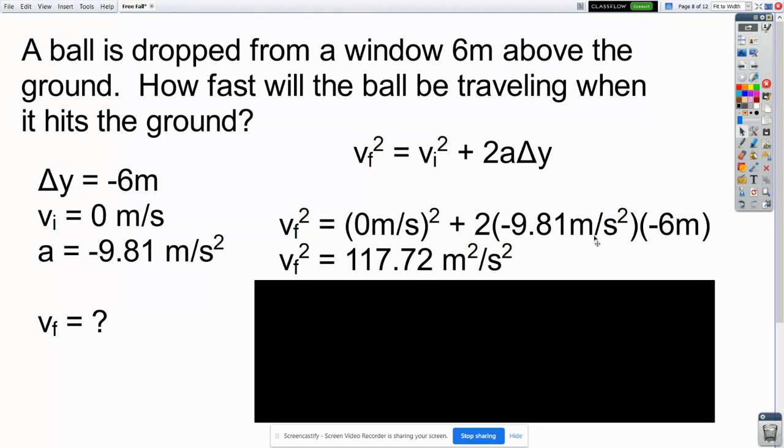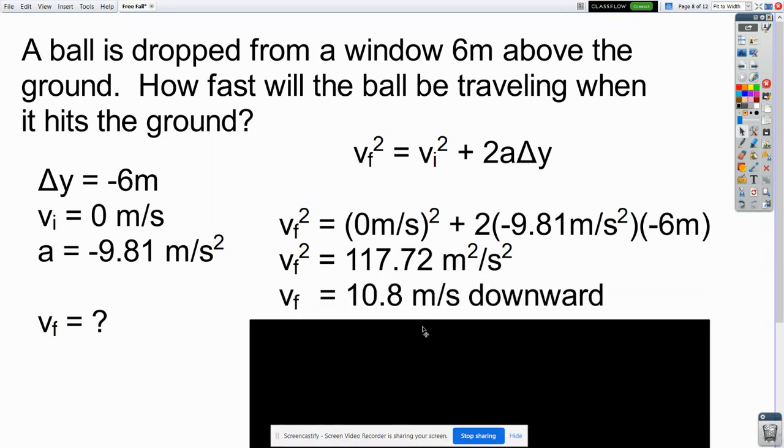These two negative numbers play together nicely to give me a positive number here for my squared velocity, so I can actually square root the thing. If I put a positive delta y in here, I will end up with a negative number here, and you can't square root a negative number unless you want to play with imaginary numbers. These two negatives take care of that for us and give us a positive number here. So the square root of 117.72 is 10.8.